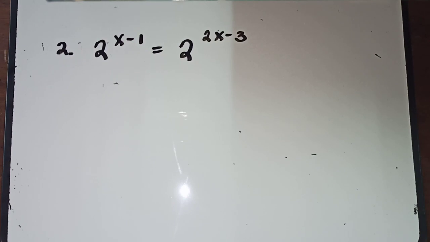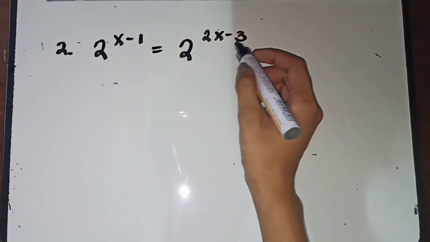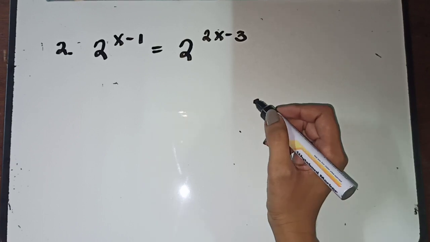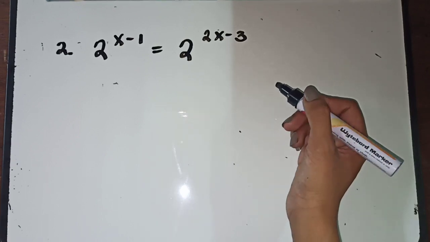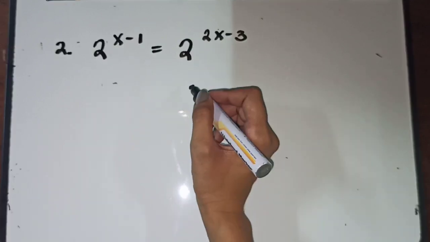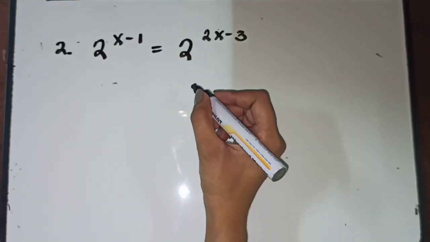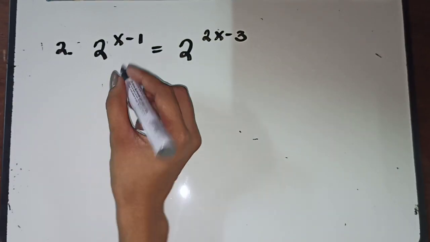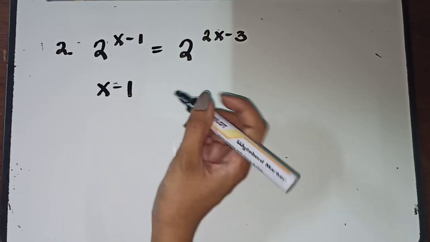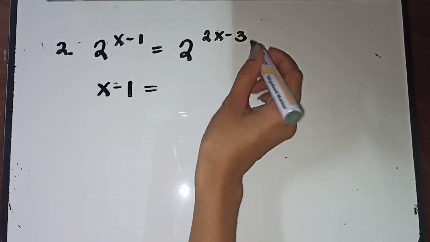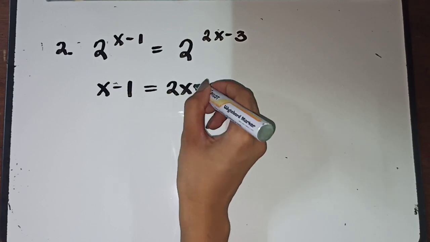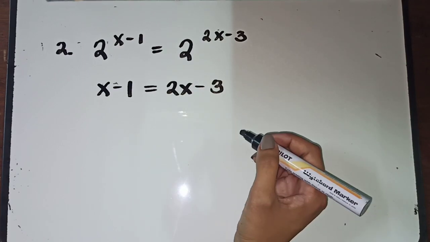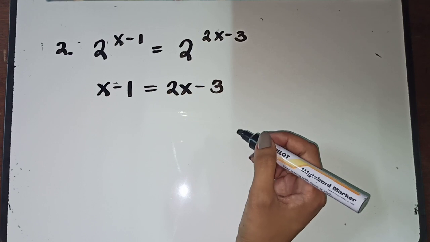Okay, so another example, example number 2. We have 2 raised to x minus 1 is equal to 2 raised to 2x minus 3. Again, first step, kailangan maging equal ang base. Since sa example na to, equal na ang base, ano na lang ang gagawin natin? Just copy the exponent and solve for the value of x. The exponent is x minus 1, is equal to the exponent 2x minus 3. Again, solve for the value of x.